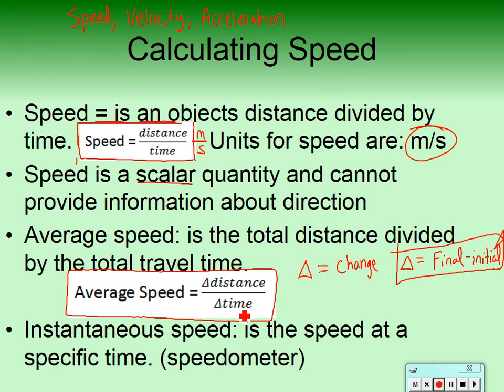Another way you can describe speed is by instantaneous speed. Instantaneous speed is the speed at a specific moment in time. An example of how you could find an instantaneous speed is by looking down at your car's speedometer, and it says you're going 65. Well, that's your instantaneous speed at that moment in time. Of course it's going to change, but at that moment in time, you were going 65 miles per hour. Again, you have to get it from a speedometer.